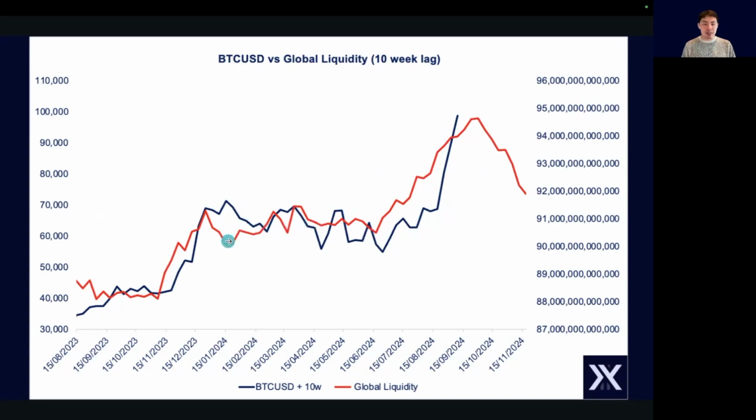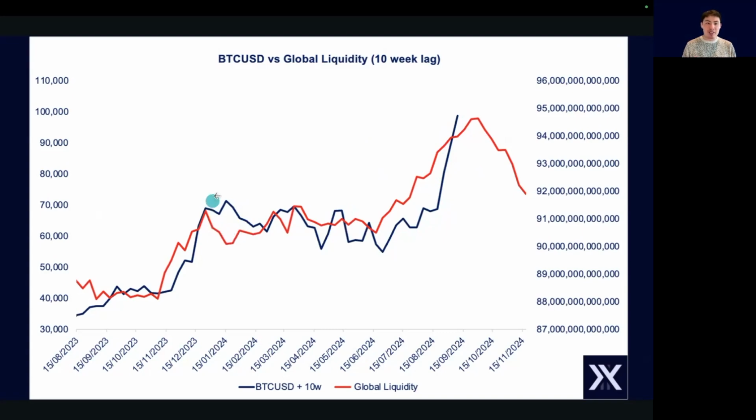As you can see, the global liquidity is in red. For me, I'm using the M2 levels of the US, the UK, China, Japan, and the Eurozone to approximate the global liquidity picture.